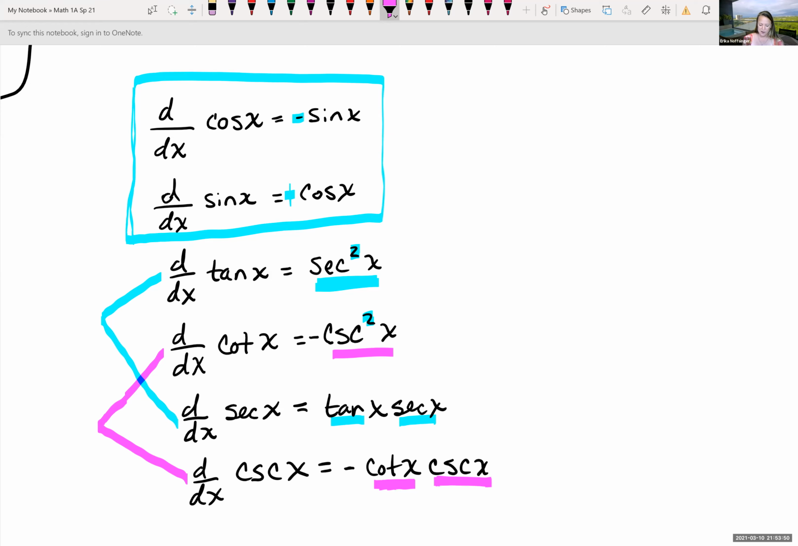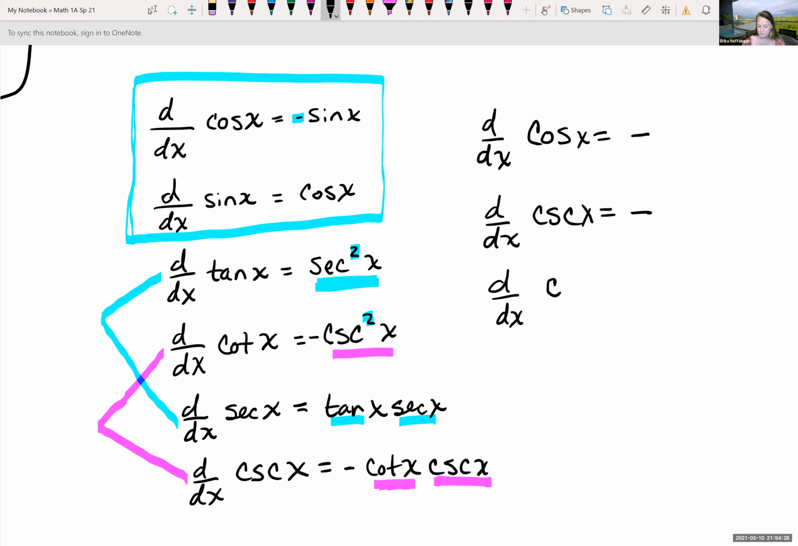So if you can kind of remember it that way, and then to remember which one's positive and which one's negative, I saw this helpful hint: the trig functions that have the co in front of them are negative when you take the derivative. So cosine, the derivative of this is the negative. Cosecant, the derivative of cosecant is negative. And the derivative of cotangent, it has the co in front, that one is also negative.